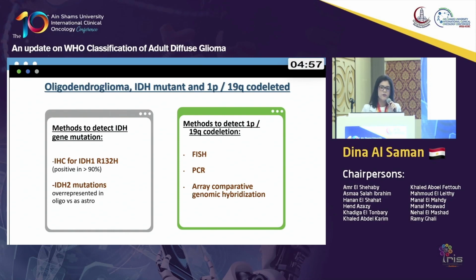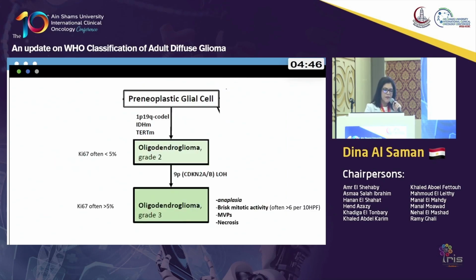They are tested either using other modalities, such as FISH, the fluorescent in situ hybridization, PCR, or what they call the array comparative genomic hybridization. Okay, one more thing that I would love to add is that, again, the CDKN2A or B, if there is homozygous deletion, this supports that I'm moving to the grade 3 oligodendroglioma.